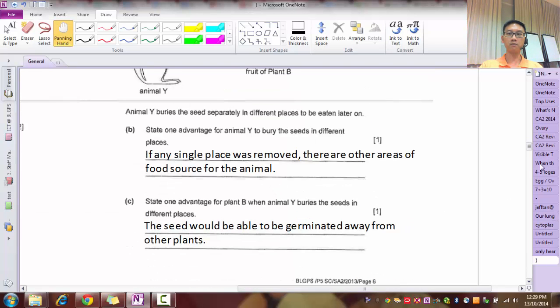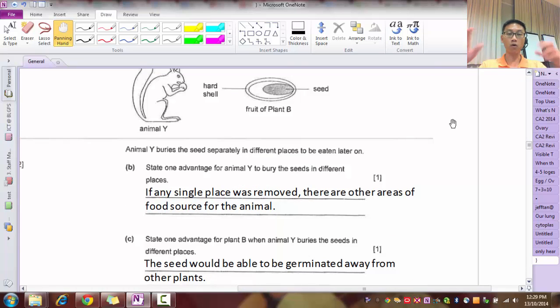Now, for parts B and C, you're supposed to state one advantage for both parties, both the animal as well as plant B. So the advantage for Y is I don't put everything in one spot, and if that one spot is disturbed or removed, then I've lost all my seeds, all my food. The fact that I put them in many places means if one is taken away, I still have other places. For the plant, it's good because if everything is bunched together, then I'm not being dispersed. But the fact that the animal plants it at different places allows the seeds to be dispersed. So that is the advantage for both the plant as well as the animal.